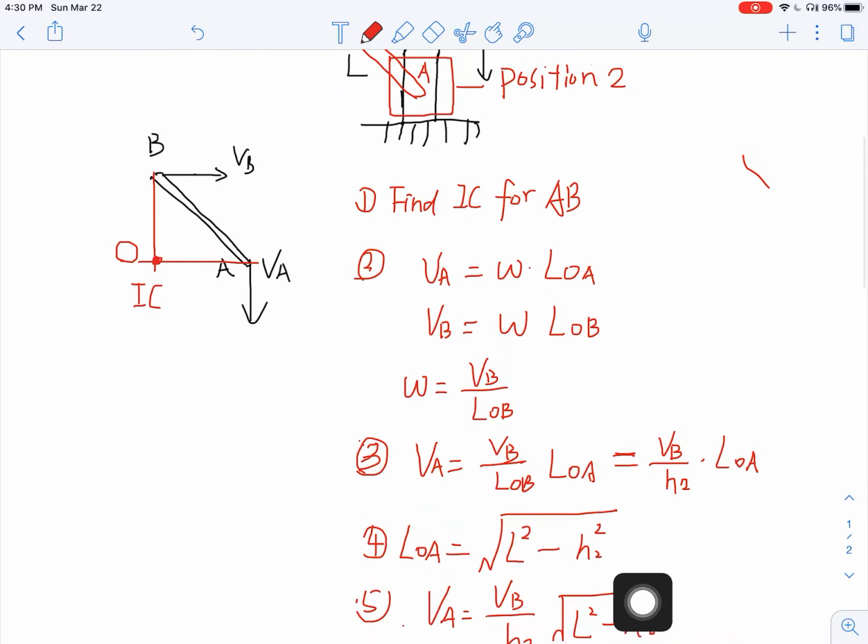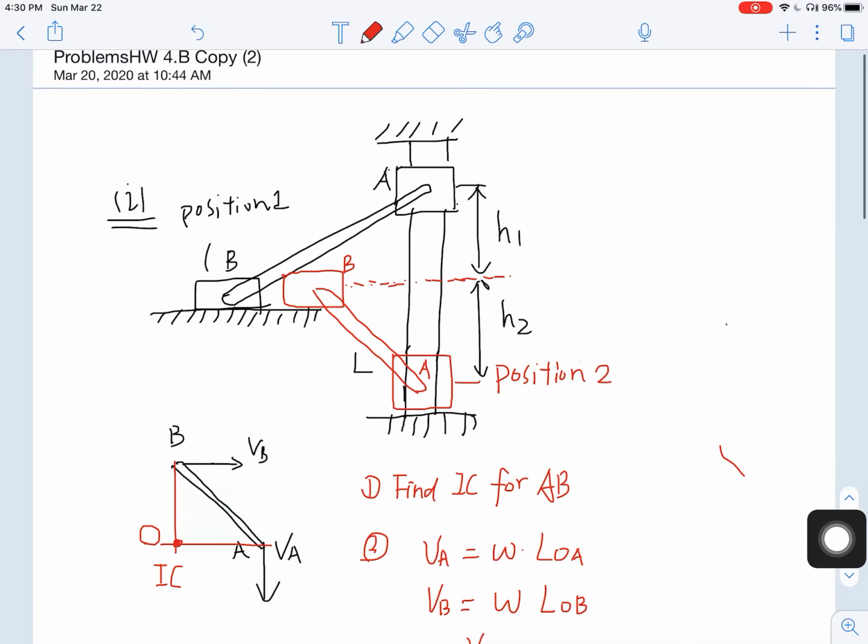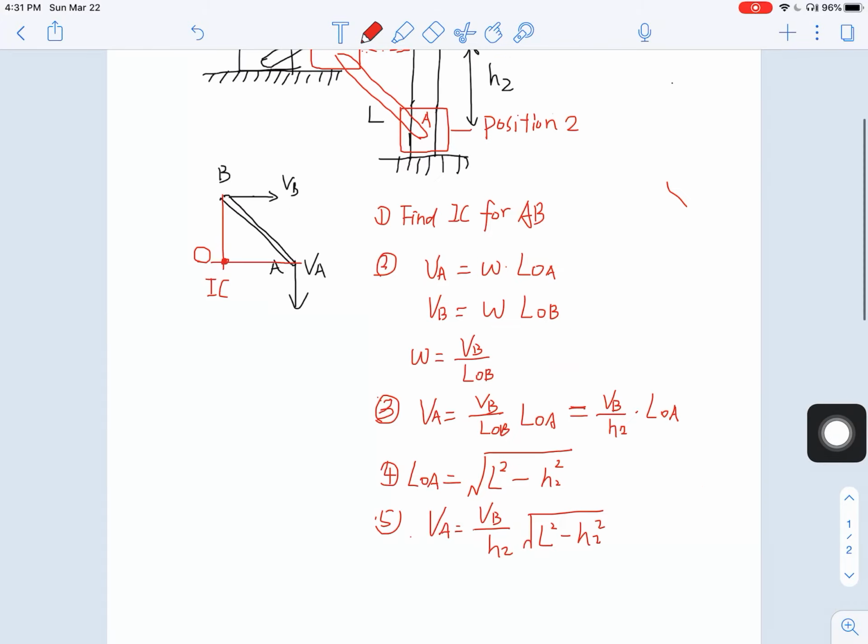And I can resubstitute this omega into VA to find an expression with both VA and VB inside. So VA equals VB over LOB times LOA. In this case, LOB is given in the problem: the distance from O to B is given as H2. So we can write LOB as H2.